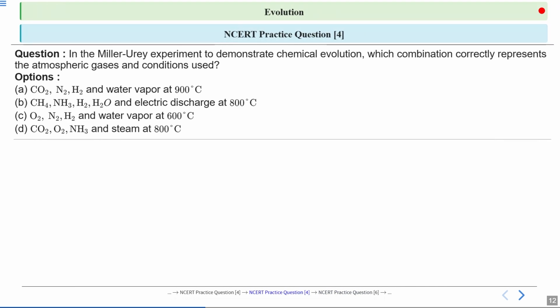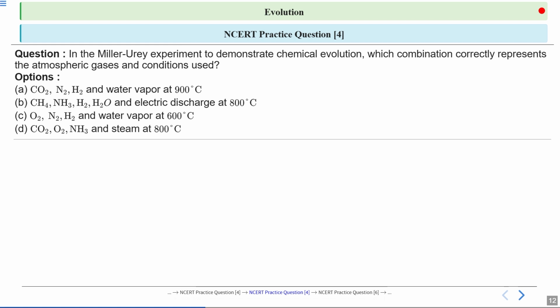Now next question: in the Miller-Urey experiment to demonstrate chemical evolution, which combination correctly represents the atmospheric gases and conditions used? These are the four options here, A, B, C, D. You have to choose the correct answer from these options. Clear? So what do these options represent? They represent the primitive conditions, conditions present in the primitive earth.